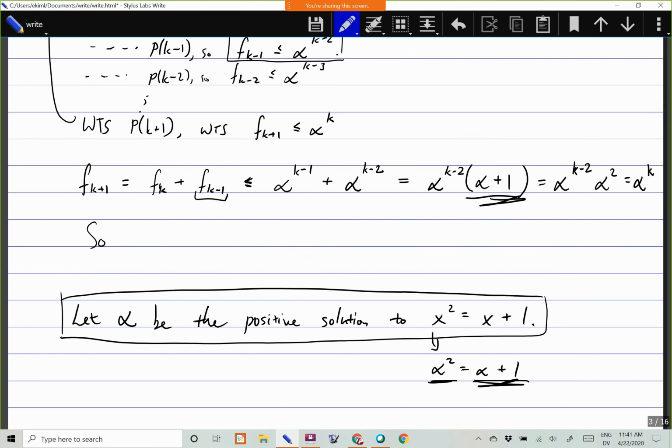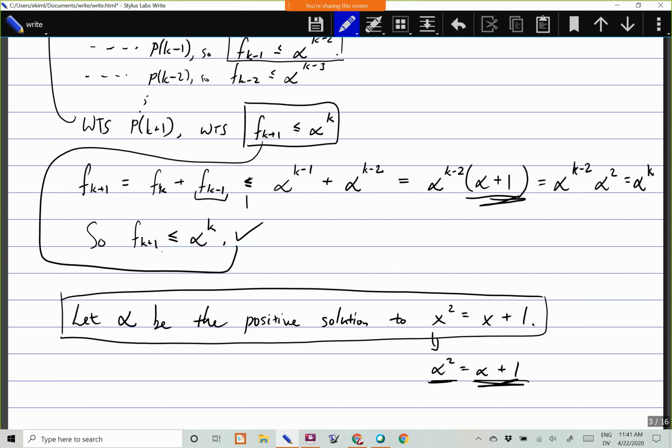So if you look through this line, I know the arguments came from different places, but we do have a proof here. So f sub k plus 1 is, in the end, the only inequality is there, so we better adopt the inequality in the same direction, less than or equal to alpha to the k. And that is exactly what we wanted to prove. That's back here, right? So we have a check mark for that. This is a proof by strong induction.